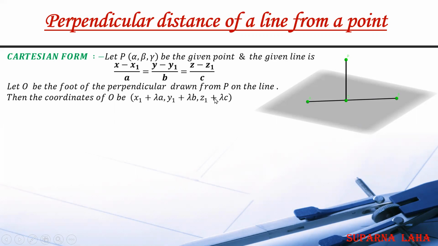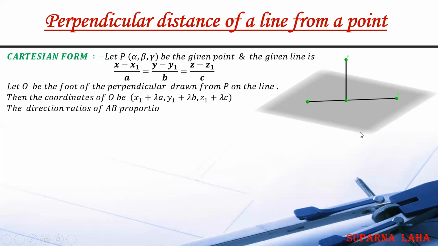Now OP is perpendicular to AB. So by the figure OP is perpendicular to AB. Now if they are perpendicular, then if the direction ratio of AB is a, b, c and the direction ratio of PQ is l, m, n, then al plus bm plus cn should be equal to 0 since they are perpendicular. So we will use this theory and we will find the value of lambda.